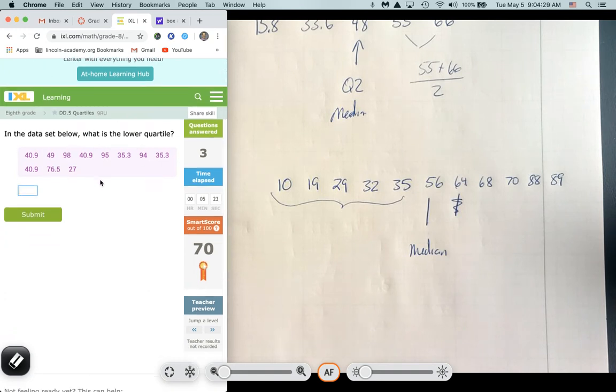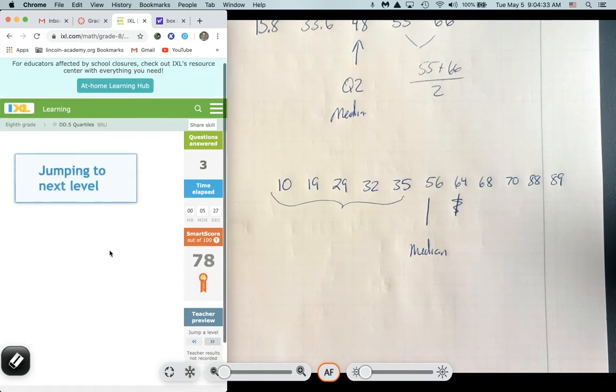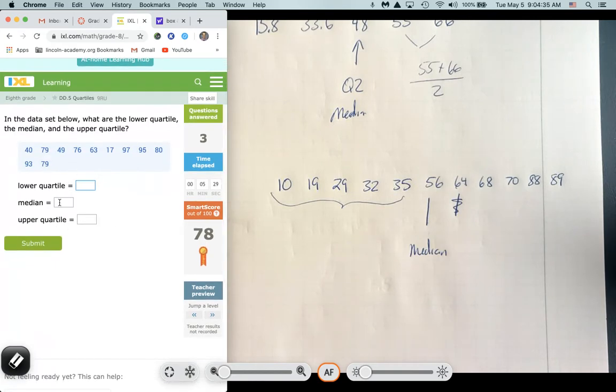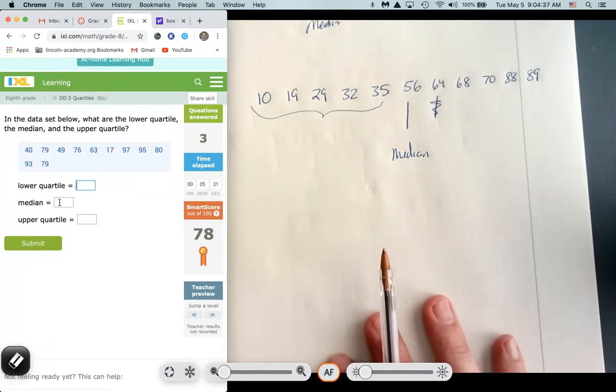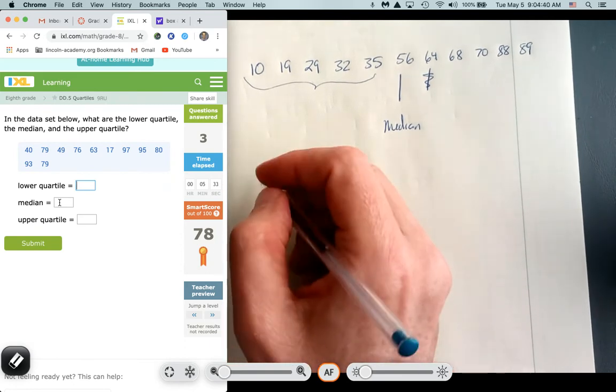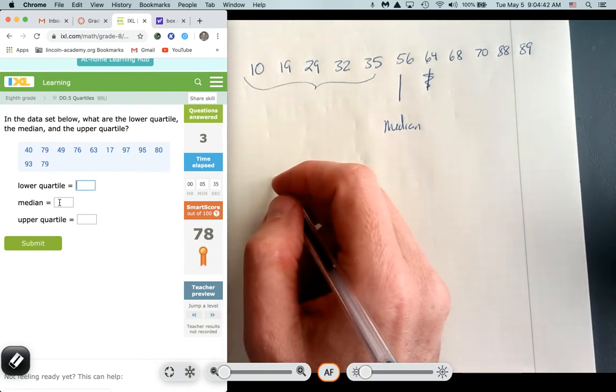And again, watch your decimals. I'm going to jump ahead because I want you to know that you're eventually going to get to one where it asks for all 3 like this. And again, the hardest part is just writing them in order. So let's see, what is the smallest number here?